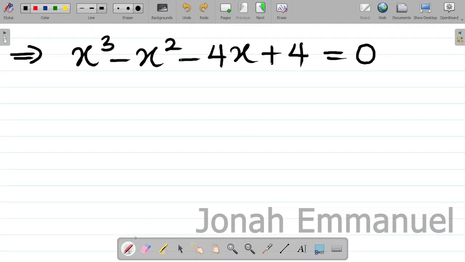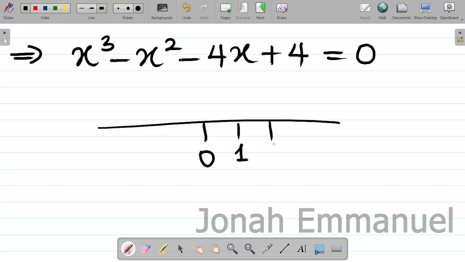The first thing you want to do is to assume values, right? You say let x be equal to, if I have my number line like this, this is 0. After 0, you have 1. After 1, you have 2. After 2, you have 3. Of course, you also have minus 1. After minus 1, you have minus 2, minus 3, and so on.